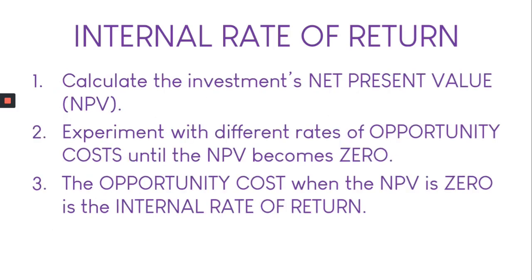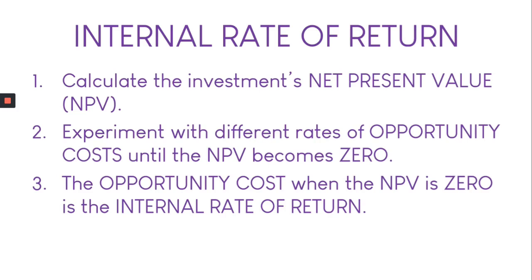So we compute it. The steps in figuring out the internal rate of return: number 1, calculate the investment's net present value. Number 2, experiment with different rates of opportunity cost until the NPV becomes 0. Number 3, the opportunity cost when the NPV is 0 is the internal rate of return. So we calculate the internal rate of return by calculating first the net present value and experimenting with different opportunity costs. And when the opportunity cost we inputted made the net present value 0, that is our internal rate of return.